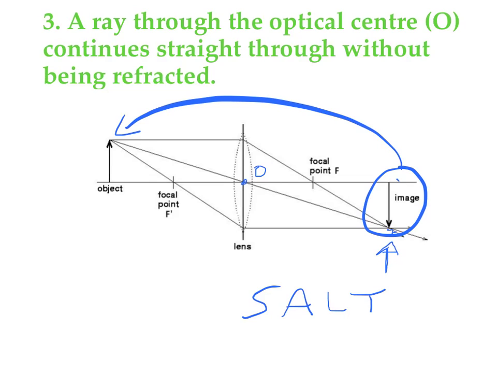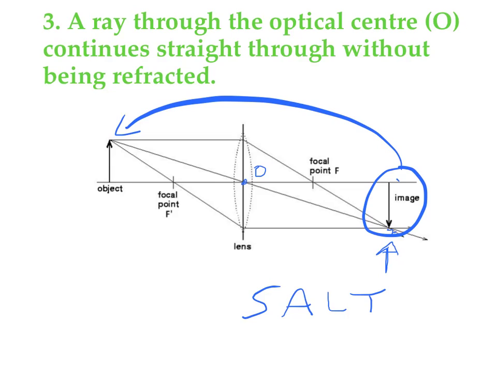I would say it is the same size. It is inverted, however, it's upside down. It's located on the other side of the lens beyond f. And the type, this would be real. Now this is where it gets a bit confusing.